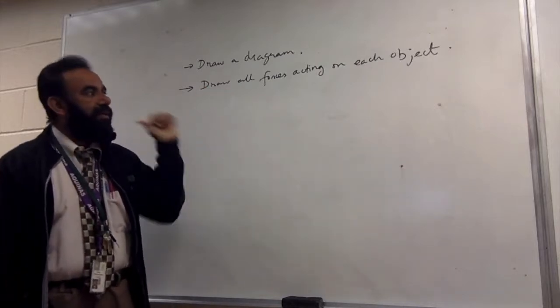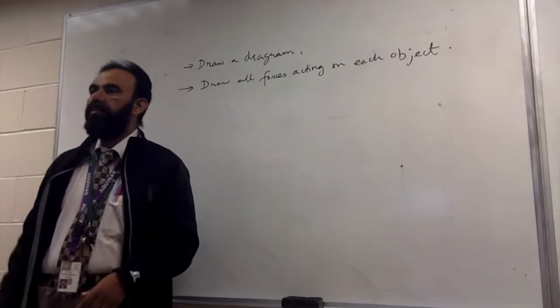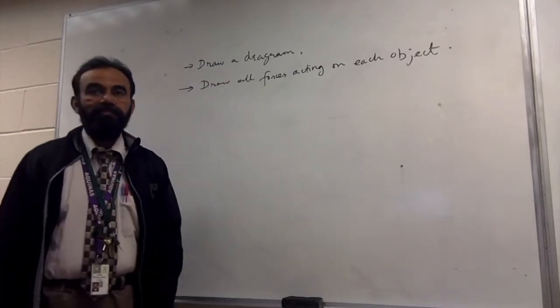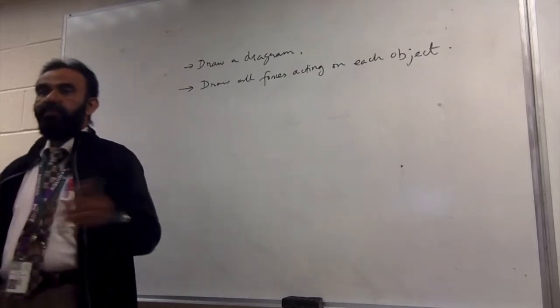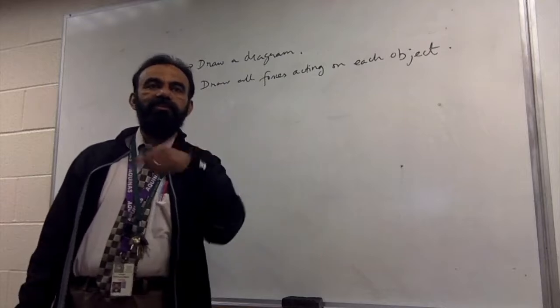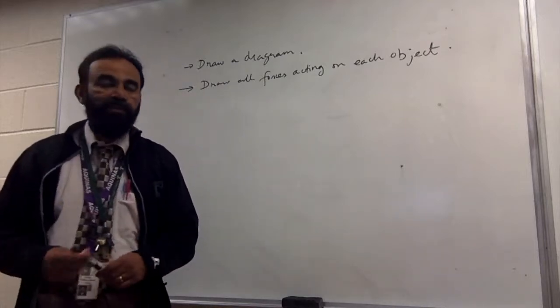Now, if you know the tension, then put the tension numerically. Otherwise, put it as a variable. Now, on one string, you're going to have a single tension. Suppose there are two different strings, you've got to call them T1 and T2. Right? You can't just use the same T everywhere.